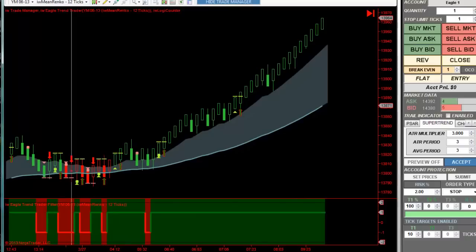So that's the Eagle Trend Trader. And again, very simple to use, very clear signals, and just a couple of little considerations there that you want to keep in the back of your mind when you're trying to distinguish one signal from the other, which is going to be the better one.